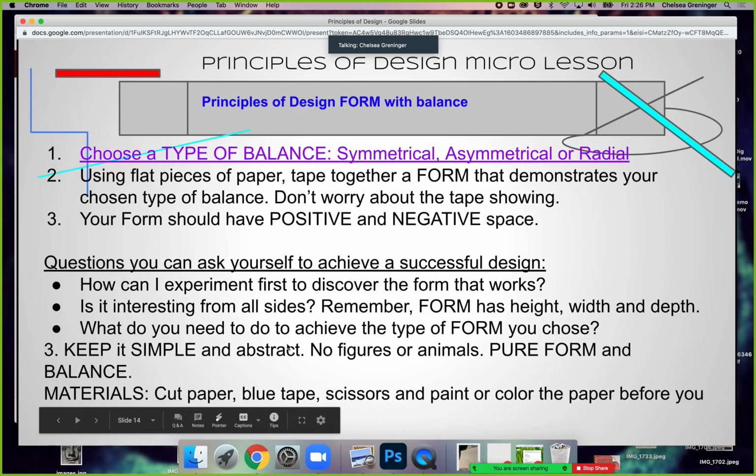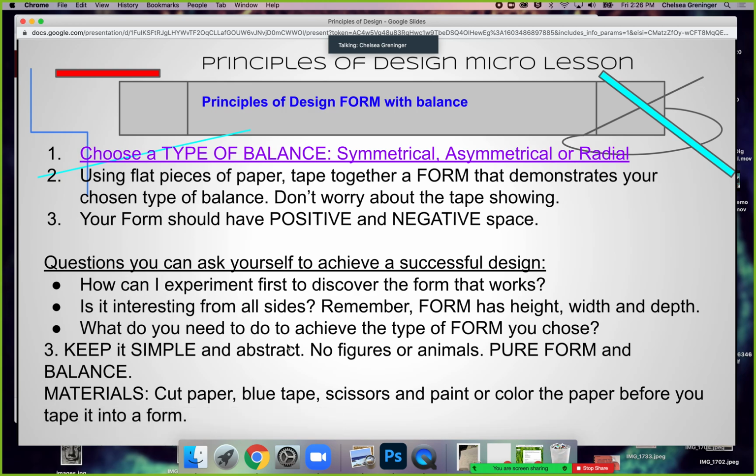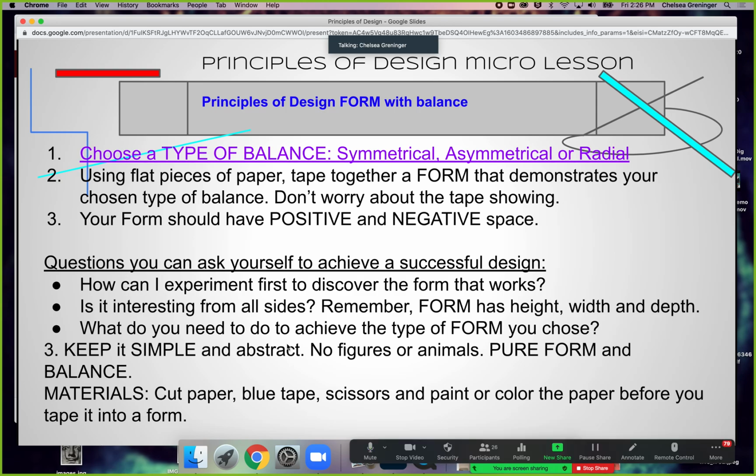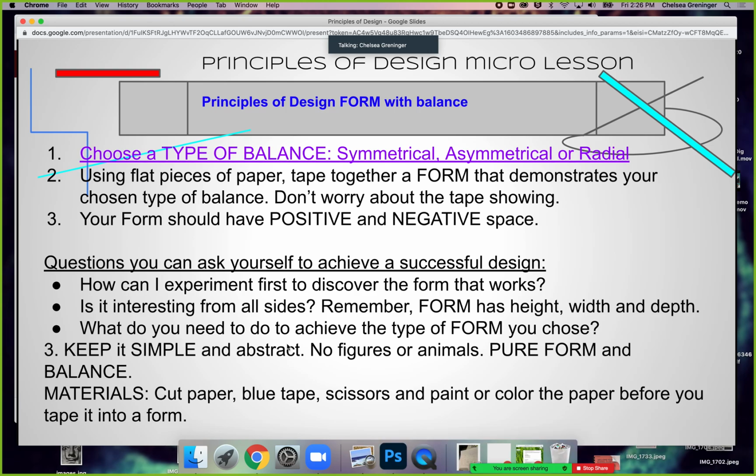Okay, so what are we doing for this? This is a short assignment. It shouldn't take you too long to do. It's not something you should stress out about. It's just something fun to explore balance. So I'm choosing one principle of design for you, and I'm choosing balance.